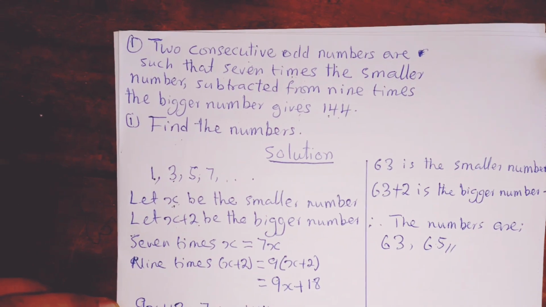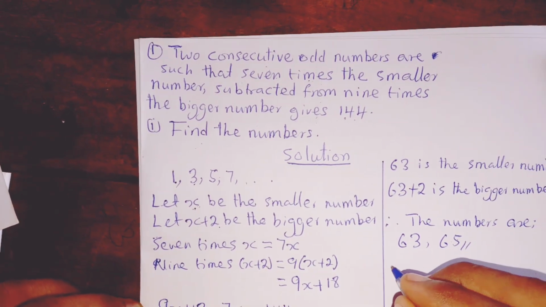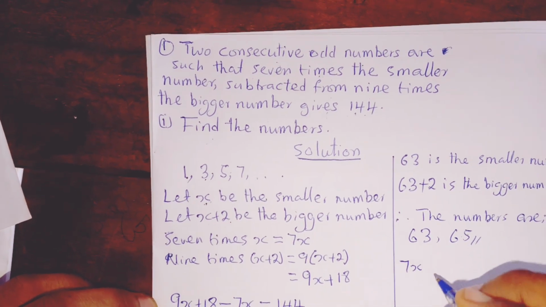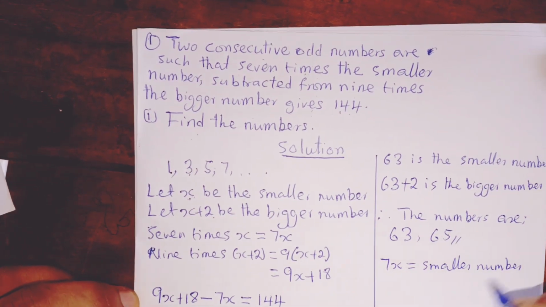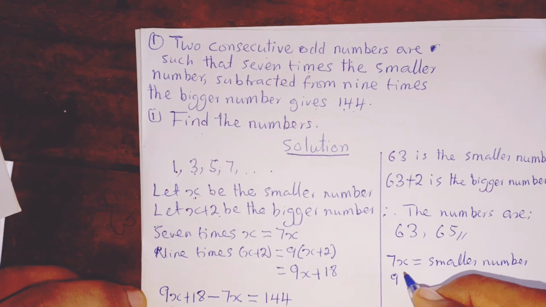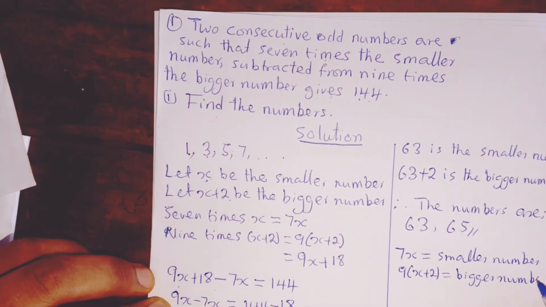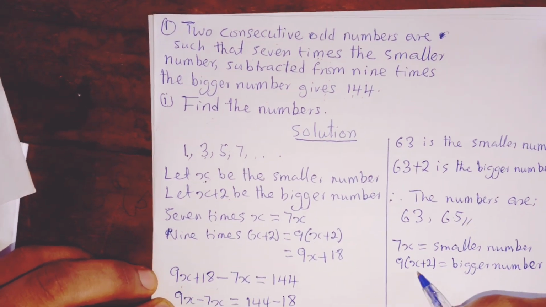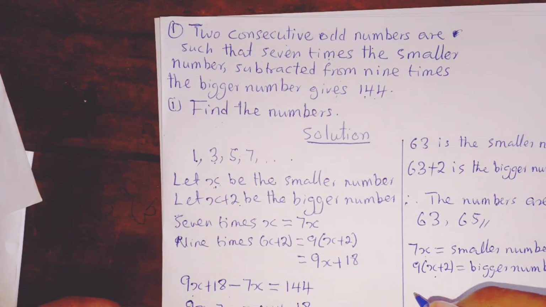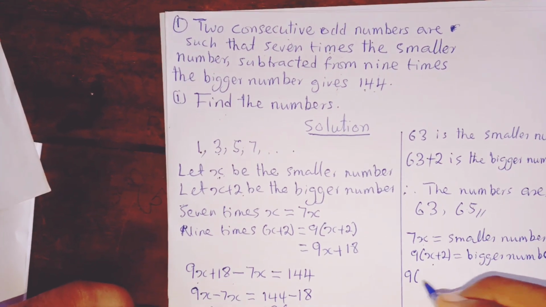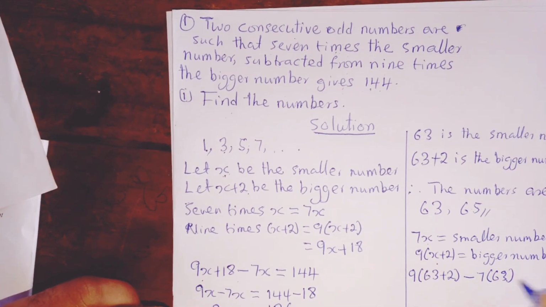Now let's confirm our answer. So they say 7 times the smaller one. So what we did earlier was that 7x is the smaller one. That is equal to the smaller number. And then the bigger one is 9 into brackets x plus 2 is equal to the bigger number. All right. So this one, you subtract this from this, you must get 144. But now we have x to be, our x now is 63. So it means that if I have 9 into brackets 63 plus 2 minus 7 into brackets 63, I have to get 144.